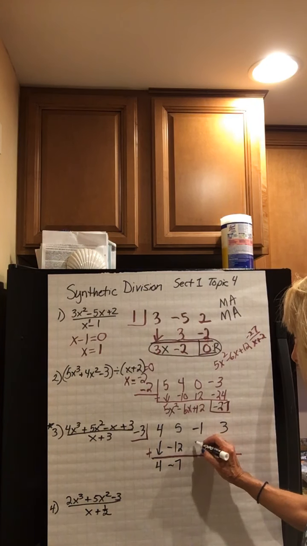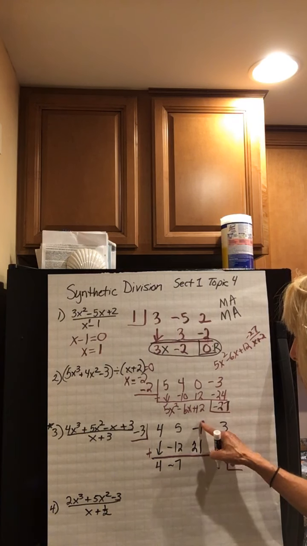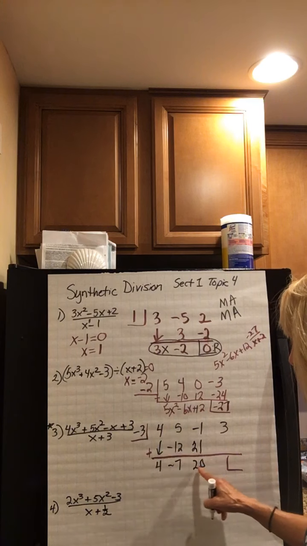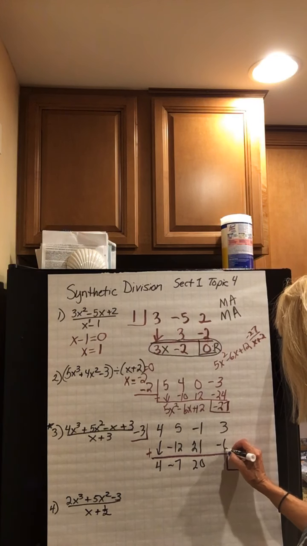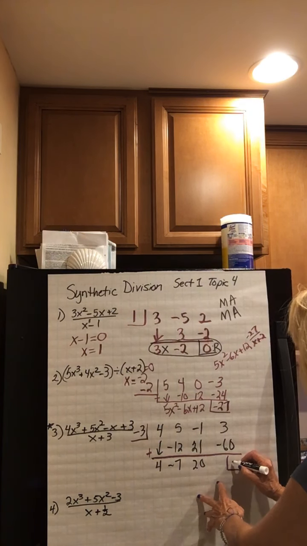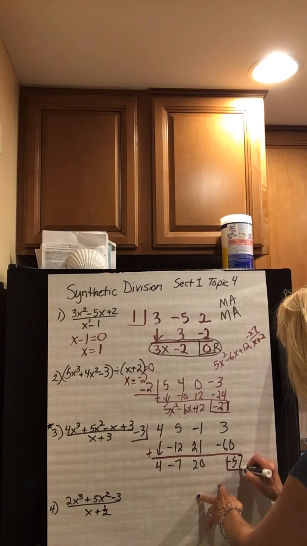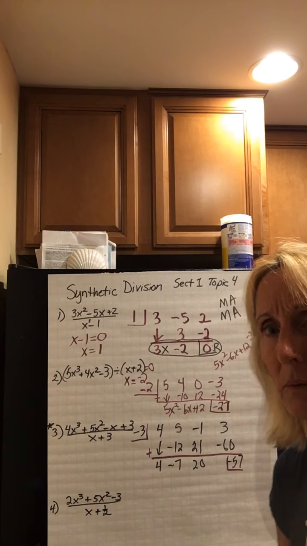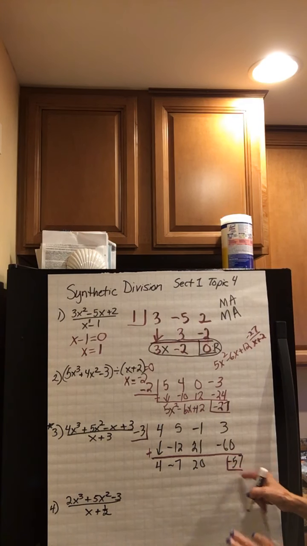-3 times -7 is +21. When I add, I get 20. -3 times 20 is -60. When I add, I get -57. There's my remainder. Hopefully I'm on the screen. I can't tell on my phone. Or maybe off the screen a little bit. Hopefully you can see that.